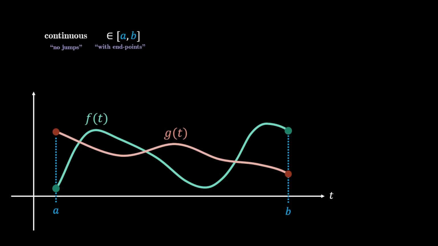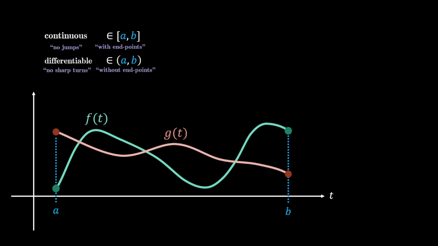And further, we say that they are both differentiable on the open interval a to b. By differentiable, we mean it has no sharp turns. All throughout, these curves aren't pointy, they are smooth. And by open, we mean without the endpoints, the interior regions.